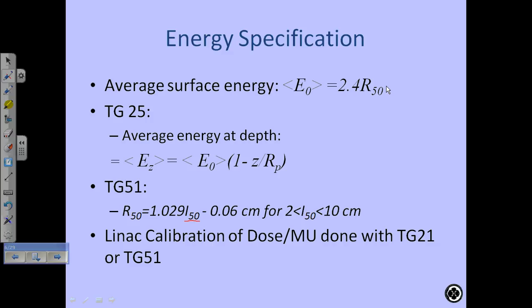Yeah, from measurement, ionization depth dose. And so this equation is good for I50 of 2 to 10 cm. And then there's another equation for I50 greater than 10 cm. And linear calibration of dose per MU is done with TG-21 or TG-51, either one or the other. Of course, I would encourage 51 because it's newer.